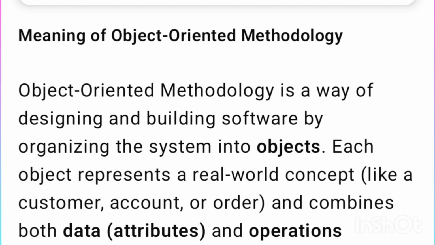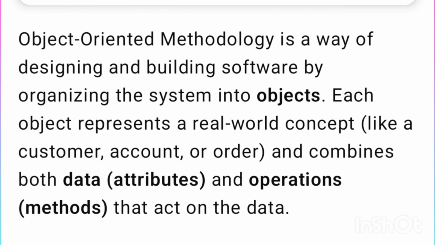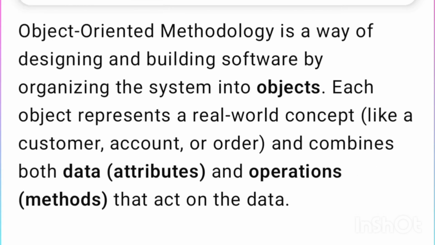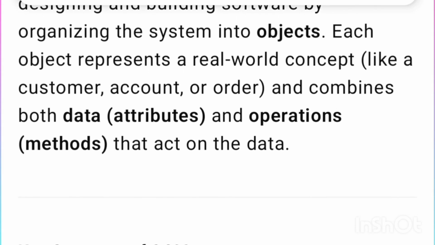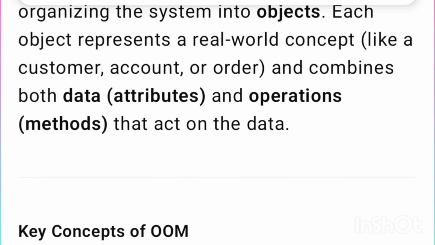Meaning of object-oriented methodology. Object-oriented methodology is a way of designing and building software by organizing the system into objects. Each object represents a real-world concept, like a customer, account, or order, and combines both data (attributes) and operations (methods) that act on the data.